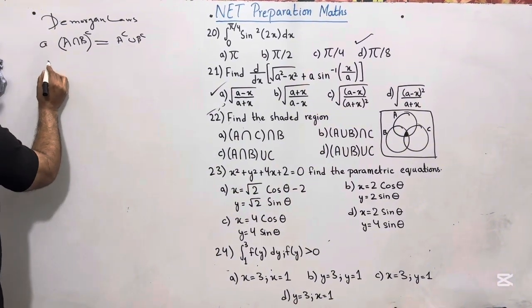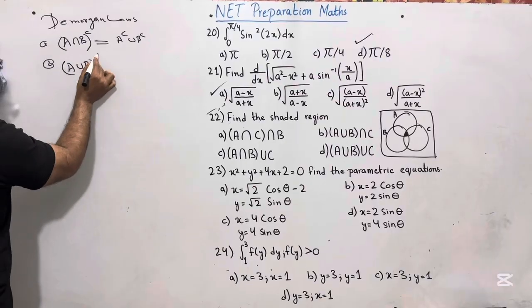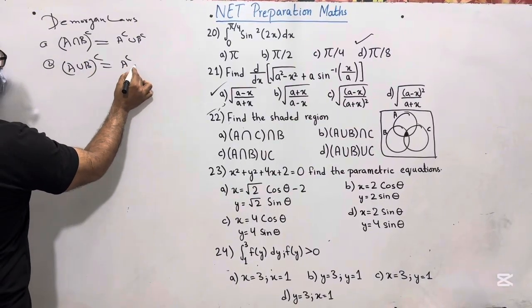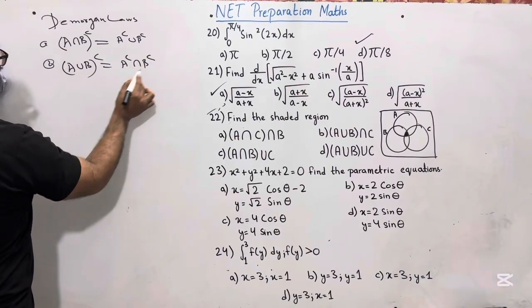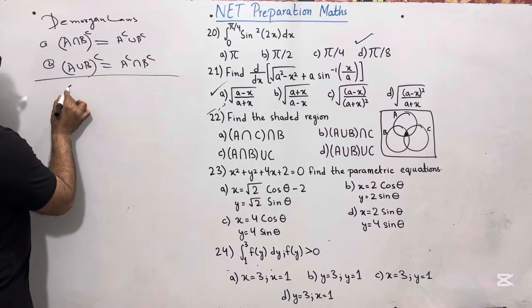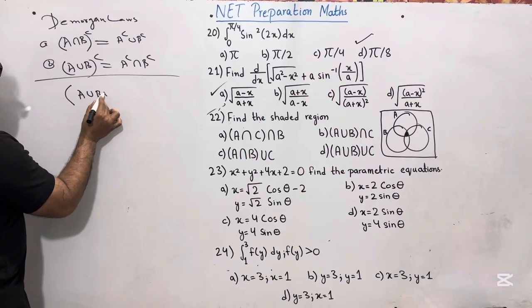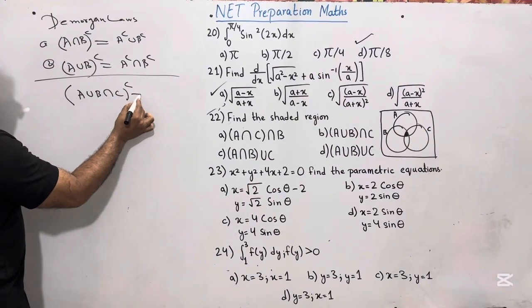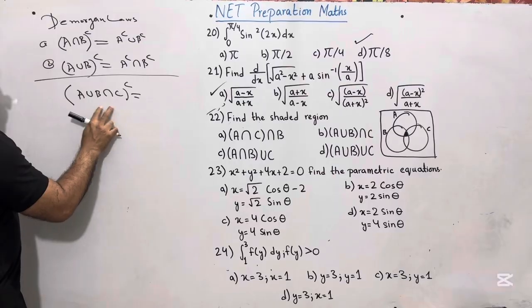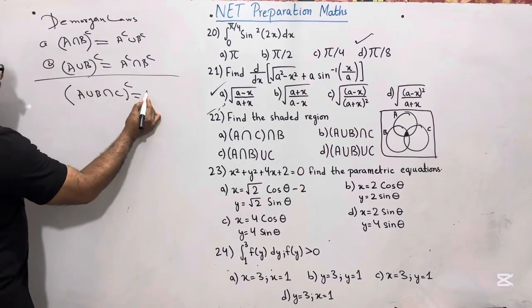While the second law is A union B whole complement is equal to A complement intersection B complement. I used to write MCQs joining them together, as A union B intersection C whole complement. The combination of both De Morgan laws.